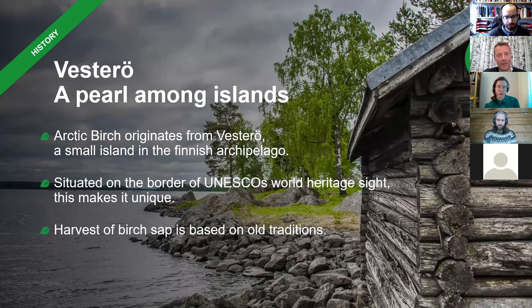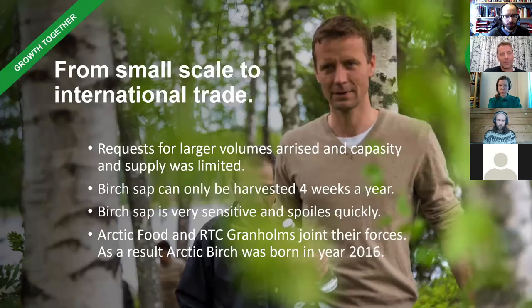We started on an island here called Västerö, which I think was connected by a bridge in the 80s. The area is very nice, and there were a lot of forest owners interested to participate in the project and to work with us to develop the product. We started really small. We had just a few clients, but already from the start we could see that this is a product maybe not for the Finnish market. We started to go international already from the beginning.